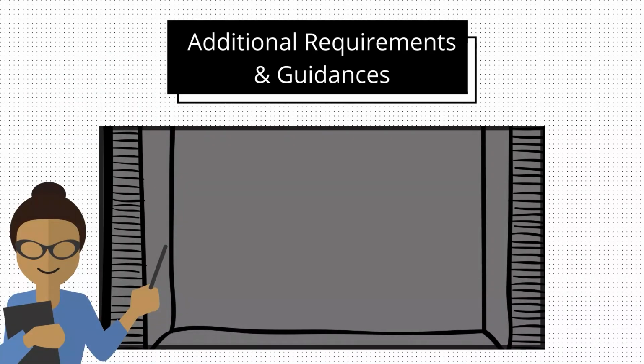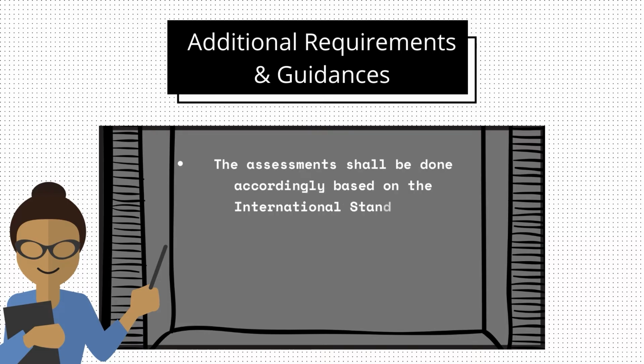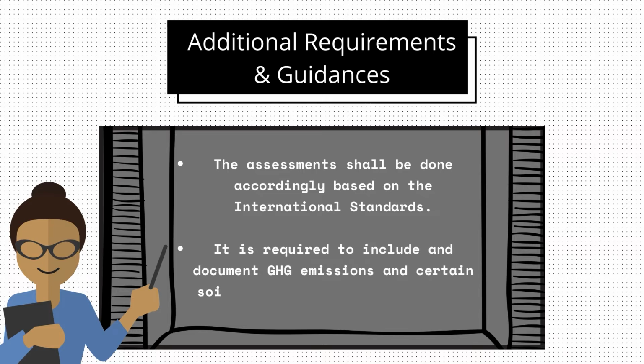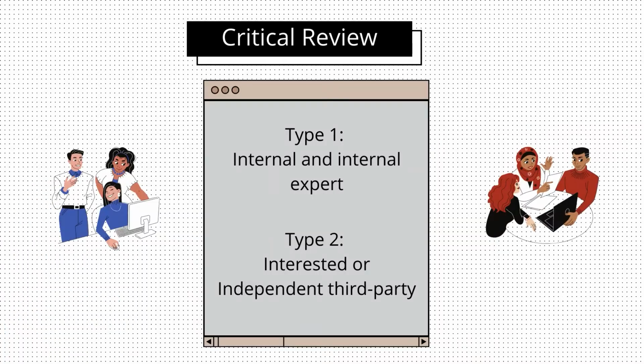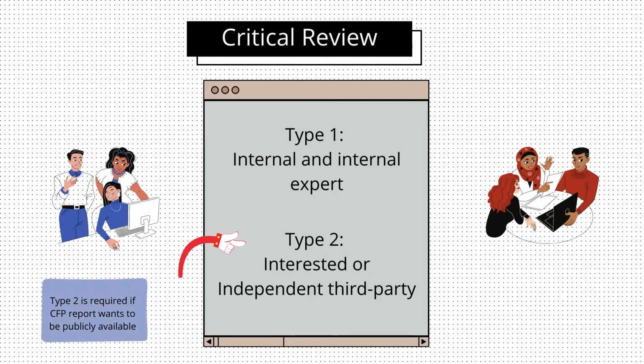As for additional requirements and guidance, there are 2 important things that we need to know. The first one is that the assessments shall be done accordingly based on the international standards. Next, it is required to include and document GHG emissions and certain soil carbon change in the report. For critical review, we must know there are 2 types of critical review, type 1 and type 2. If an organization wants to make their report publicly available, they need to accomplish critical review type 2.